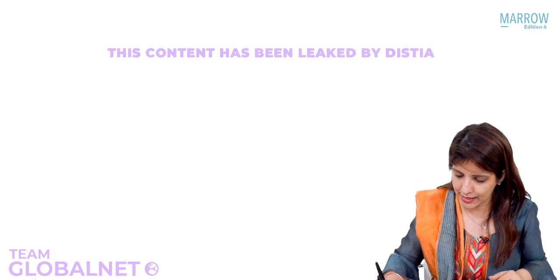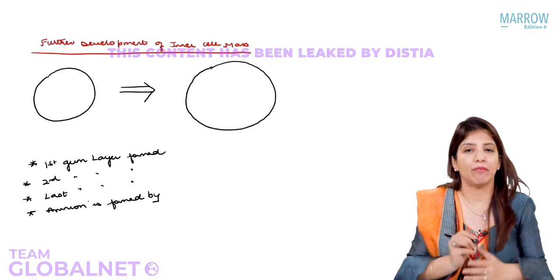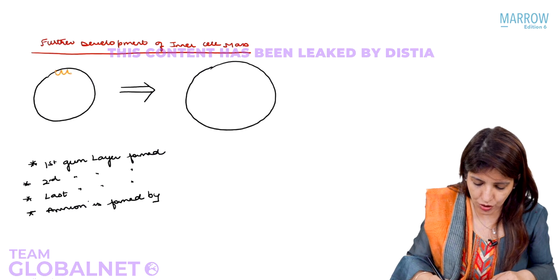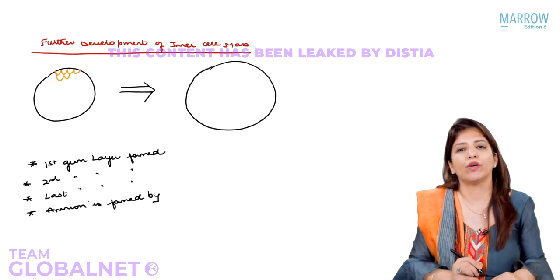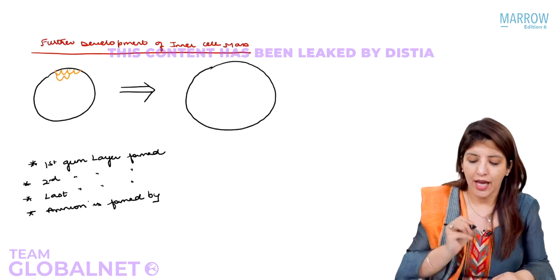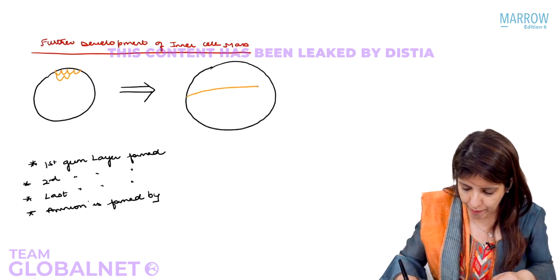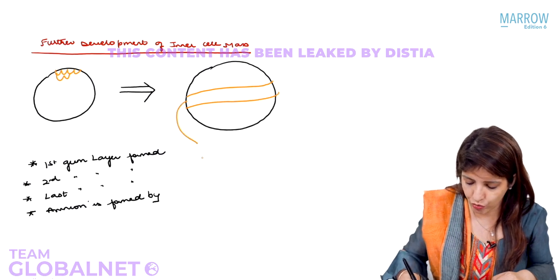So let us focus now on the inner cell mass, right? Now, the 5 cells over here are the inner cell mass. This inner cell mass is going to form an embryonic disc. Right? So it is going to form an embryonic disc.